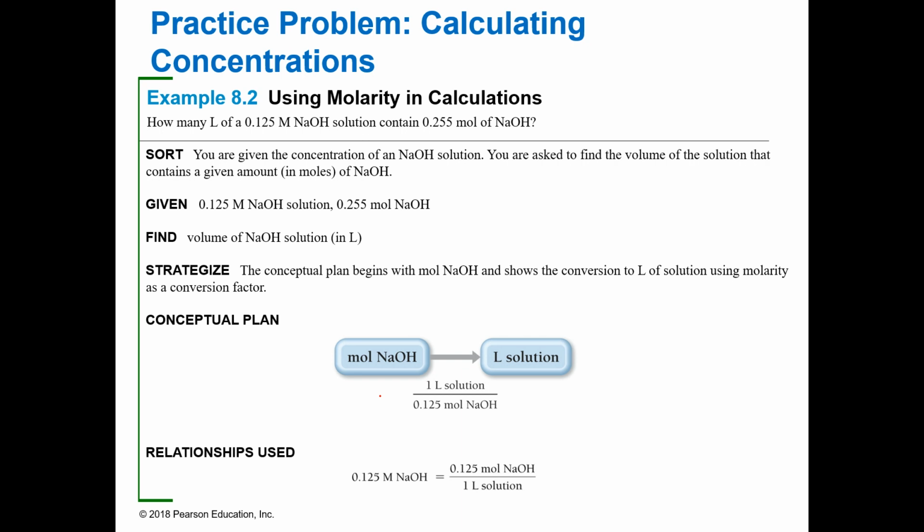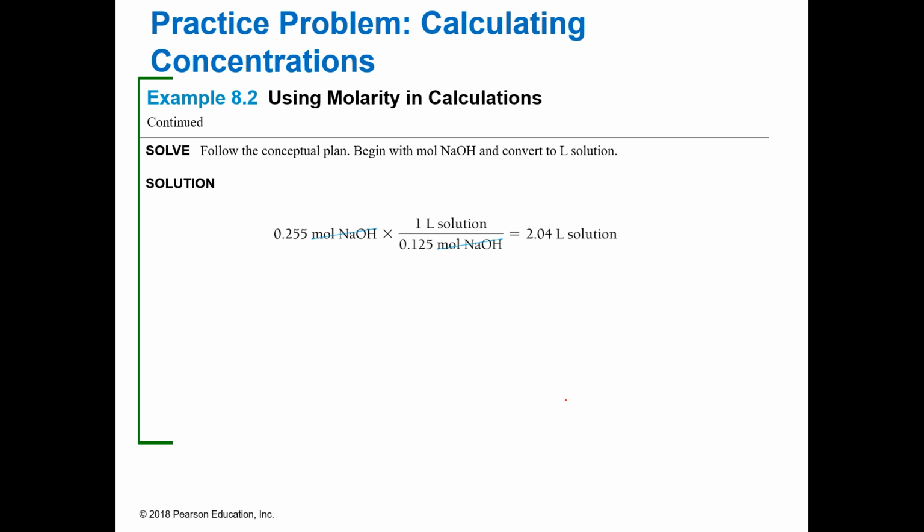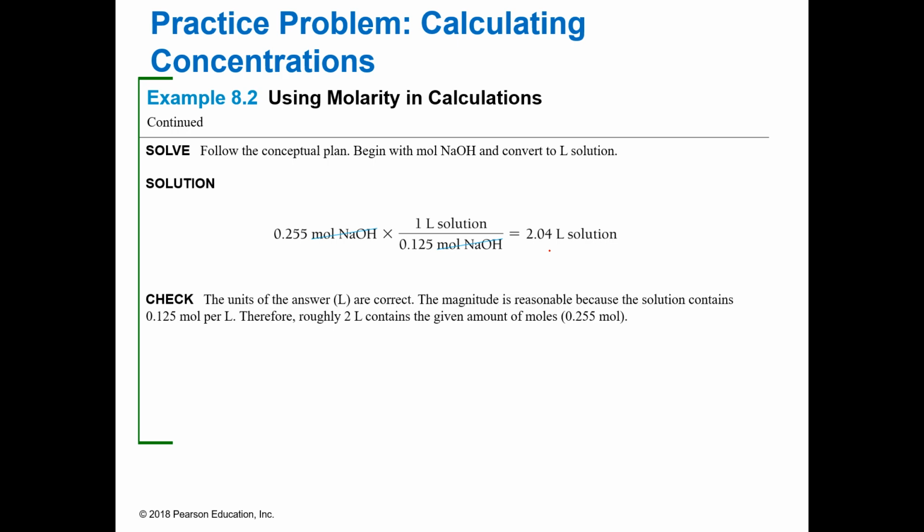So this is that relationship. We're just going to flip it because we're going to look for liters. So what I'm going to do is take what I'm given, the moles, and multiply it by that ratio, and we'll get 2.04 liters of solution. So these moles cancel, and we're left with liters.